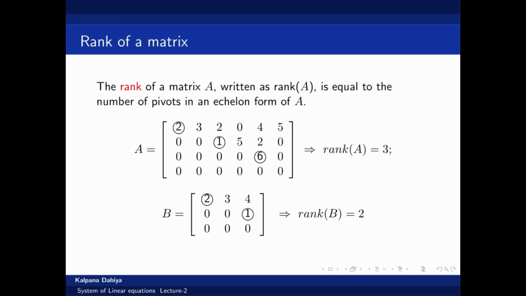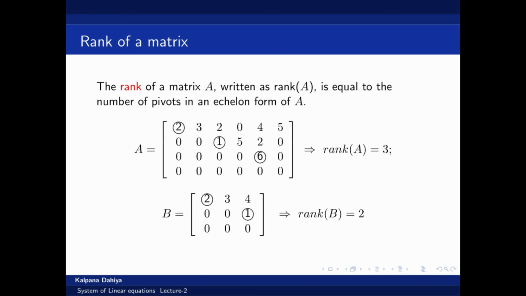For this, we need to define its rank. So what is the rank of a matrix? The rank of a matrix A is equal to the number of pivot elements in the echelon form of the matrix A. Consider the example, matrix A. It is already in echelon form, and we can see from the matrix there are 3 pivot elements. So we say that the rank of the matrix is 3.